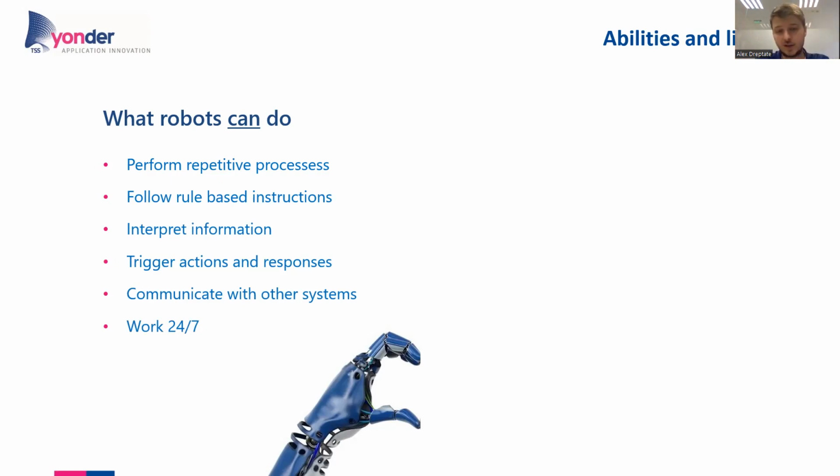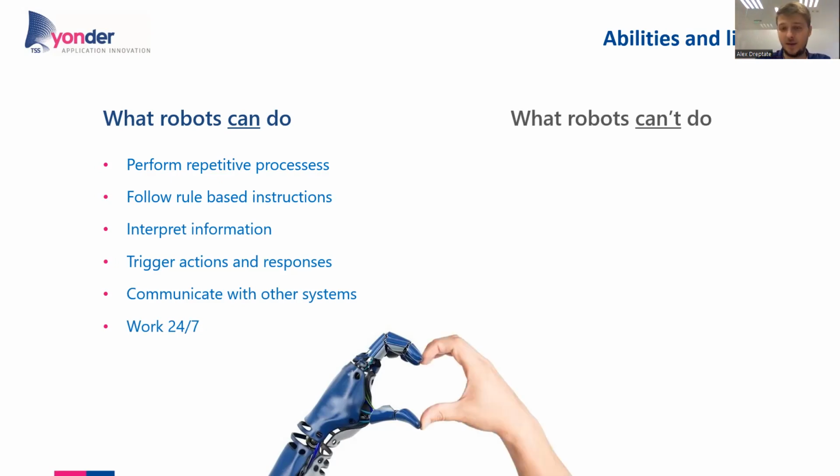But of course, there are some things that robots are not yet able to do, but we as humans still are. They're not able to handle unpredictable scenarios. So when the process goes outside the scope of the rules, a robot will not be able to figure out what it should do from that point on. It won't be able to make judgment calls, how to deal with the situation or who to call to deal with the situation.